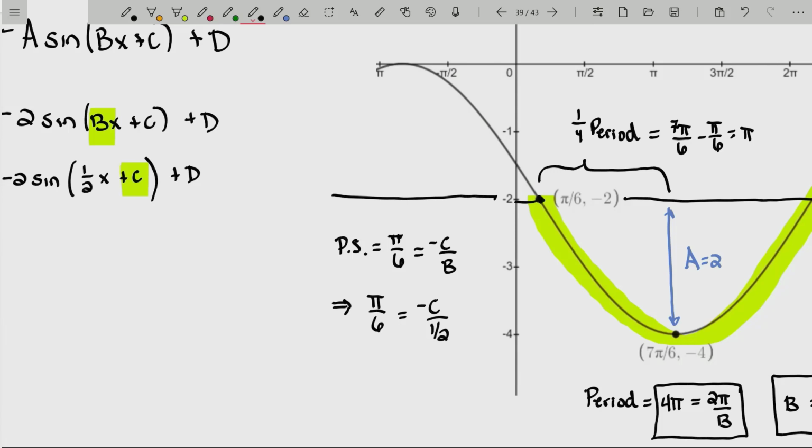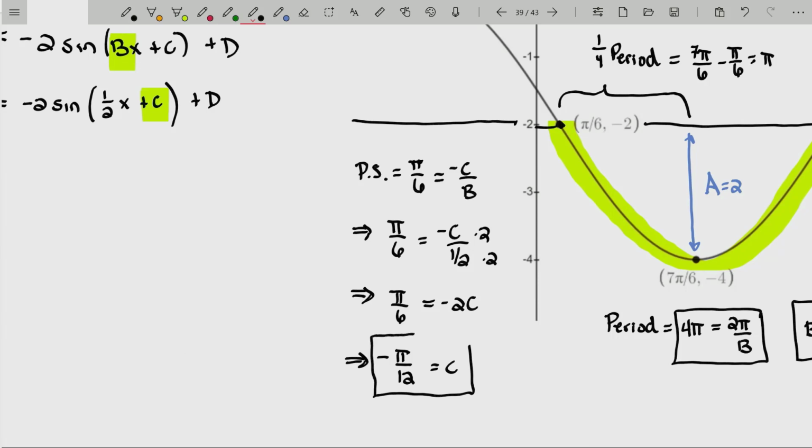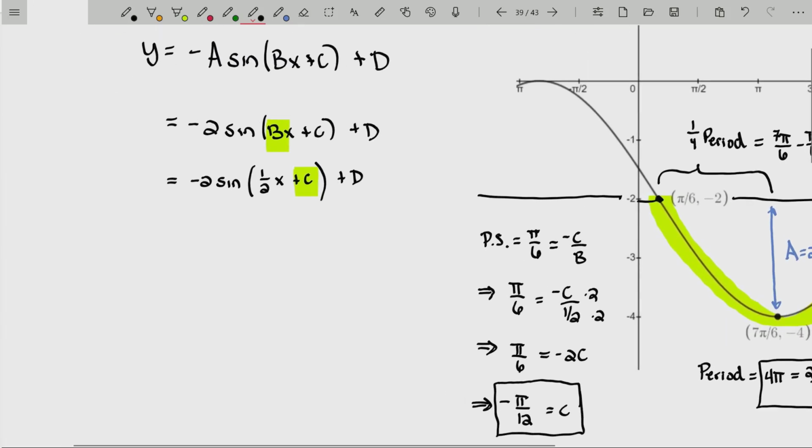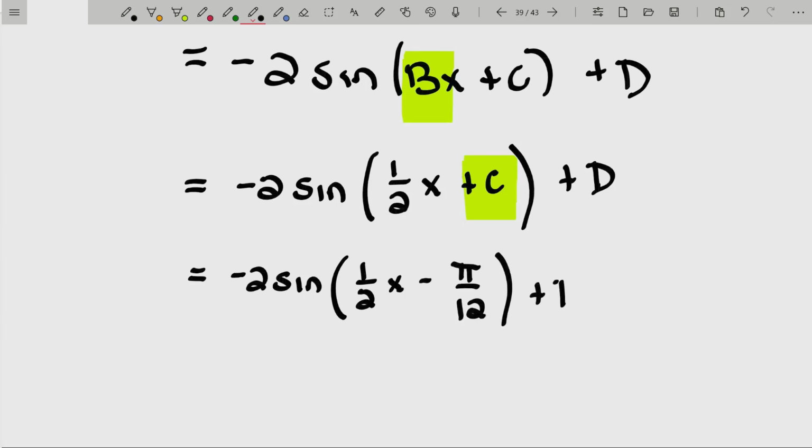Well, let me go ahead and clean this up. Let's multiply both the numerator and denominator of the right-hand side by 2, just to start there. I think I might lose people if I do something else. So this will be a negative 2c. Then I'll divide by a negative 2. So I get negative pi over 12 is equal to c. Great, I found c, negative pi over 12. So I'll go over here. It equals negative 2 sine of 1/2 x minus pi over 12, and then plus d.